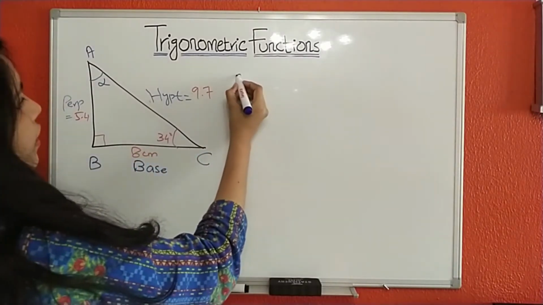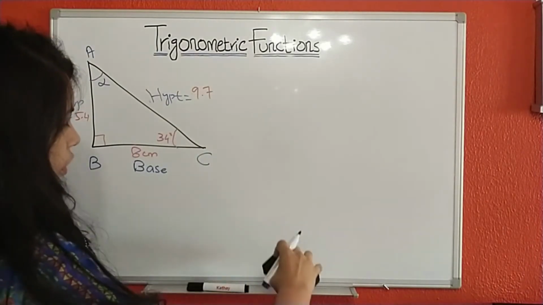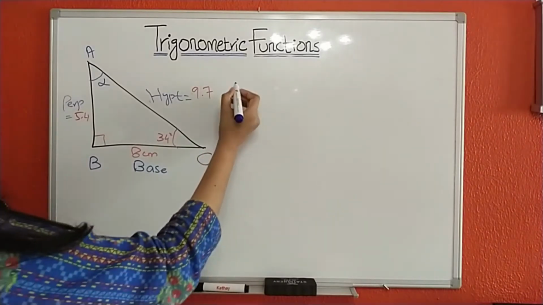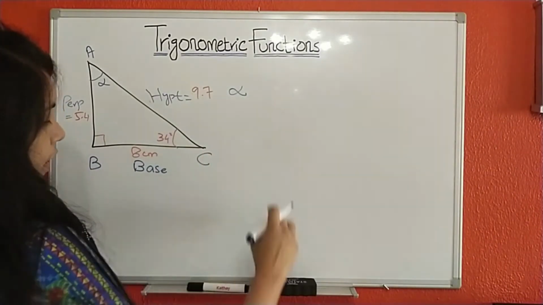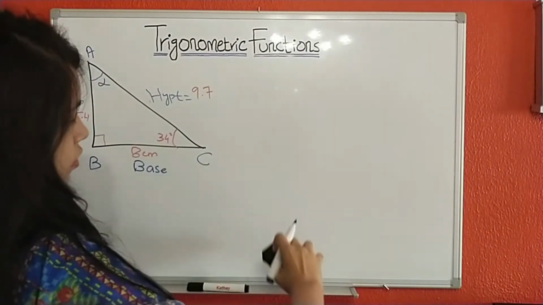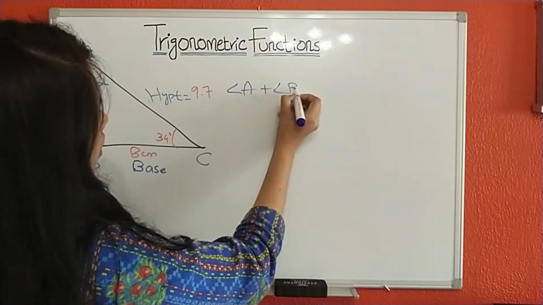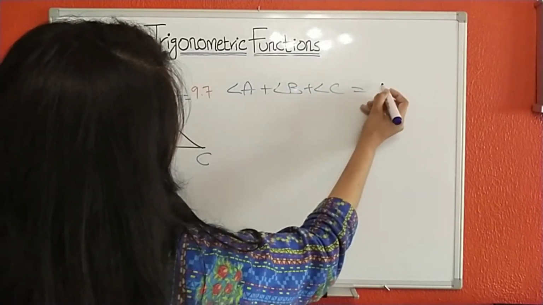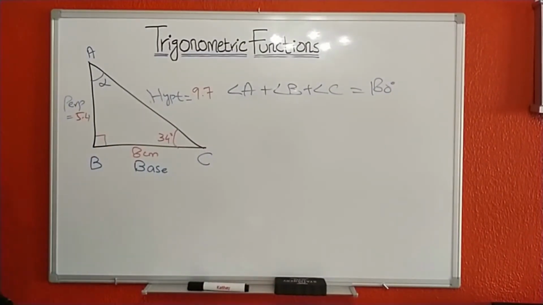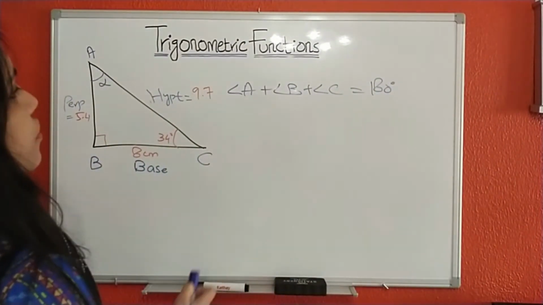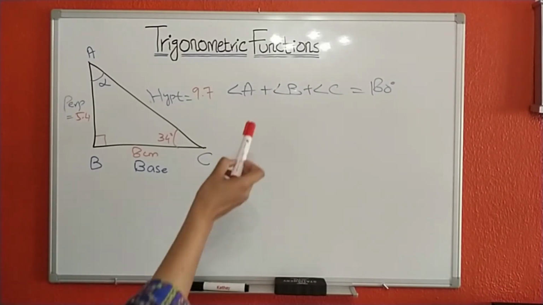So first I have the angle which is 90 degrees. If I want to write it in formula form, I can write alpha, or I can write angle A plus angle B plus angle C is equal to 180 degrees. So here is the formula whenever two angles are given and you need to find the third angle. So I am writing the angles here.